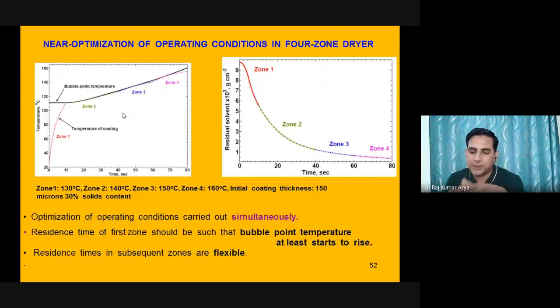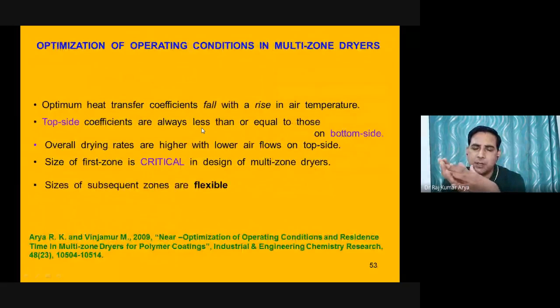So this again shows the temperature of the coating and the bubble point, and this is the amount of the residual solvent at the end of zone 1, then zone 2, zone 3 and zone 4, and finally we have minimized the residual solvent. So with this optimization study, we came to know the optimum heat transfer coefficient decreases as we raise the coating temperature. How much can we raise the coating temperature? The maximum is just 1 degree or 2 degrees lower than the bubble point.